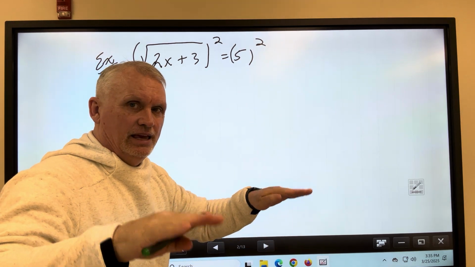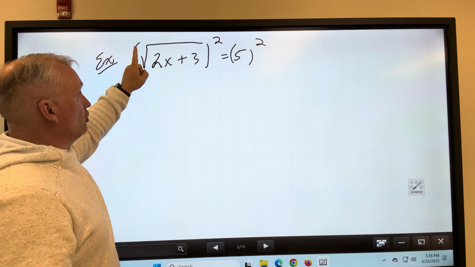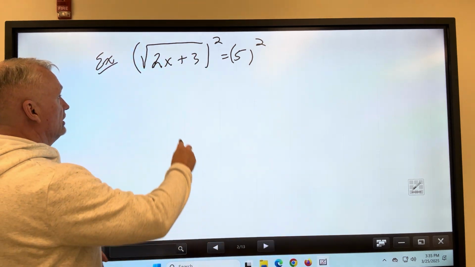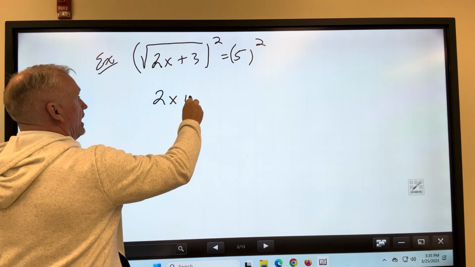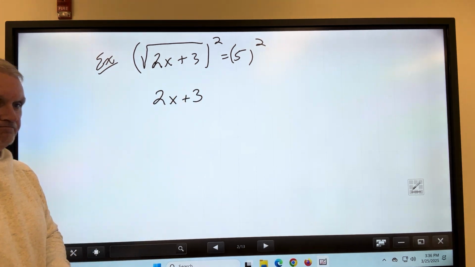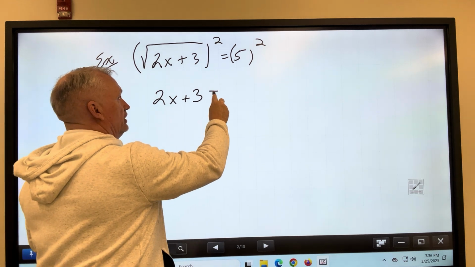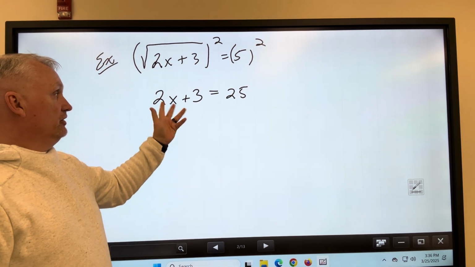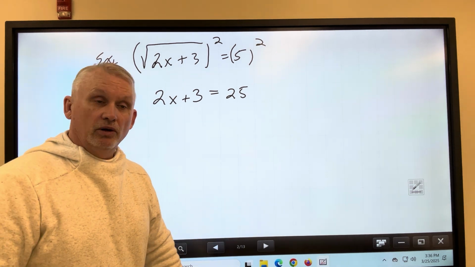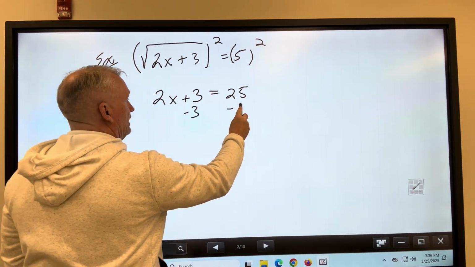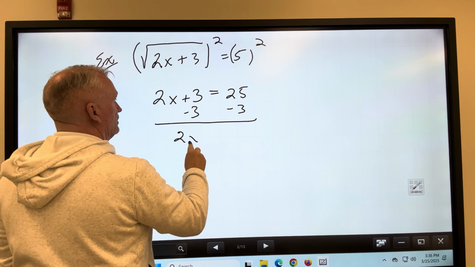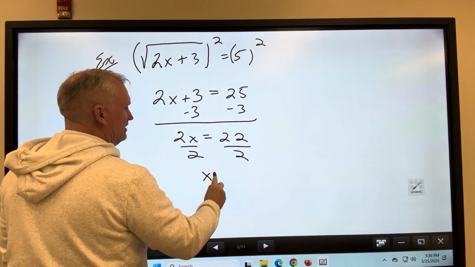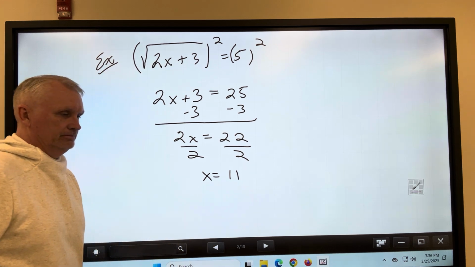Notice, keep it balanced. The square root and the square eliminate each other. Well, that's what we wanted. We wanted it to eliminate, to get rid of that radical sign. I did. 5 squared, which is 25. Now all I'm going to do is solve this just like I would any normal algebra problem. So I'm going to subtract 3. So I get 2x is equal to 22. Divide by 2. X is equal to 11.